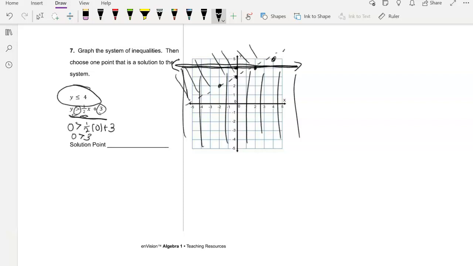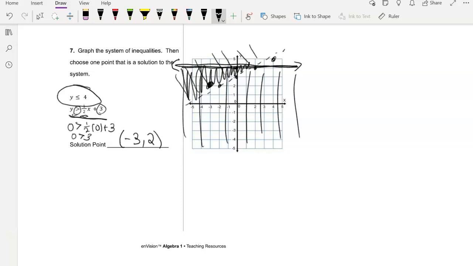So in this system, that means that this is the area where I see both shadings, and so that's the area where my solutions occur. When it asks for a solution point, guys, there are lots of different things that you can choose here. But I'm just going to choose something that's obviously inside that shaded region. So I'm going to come over here to -3 and maybe up to 2. And I'm going to say my solution point would be -3, 2.